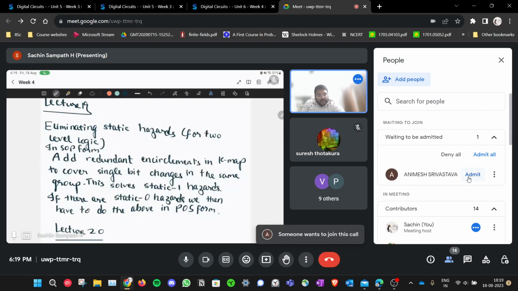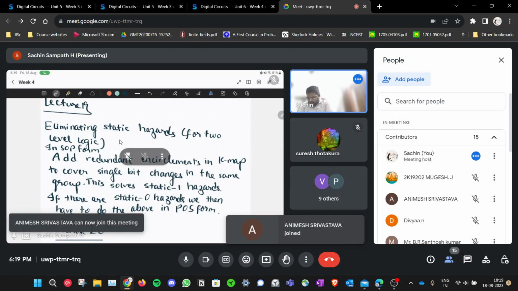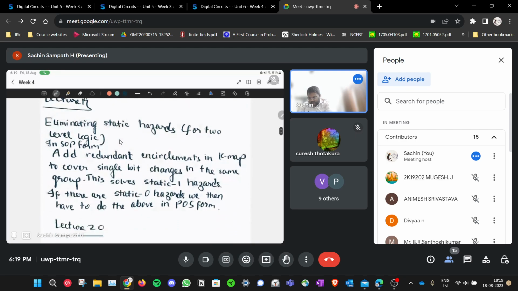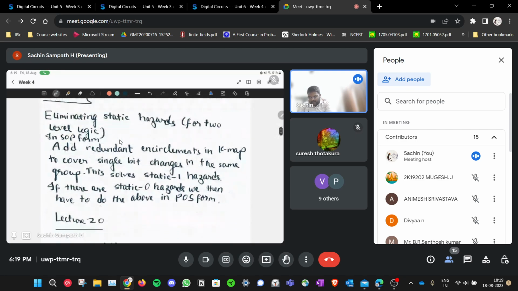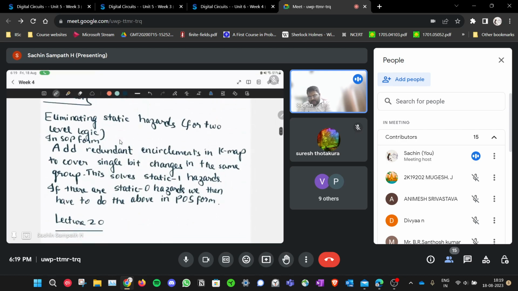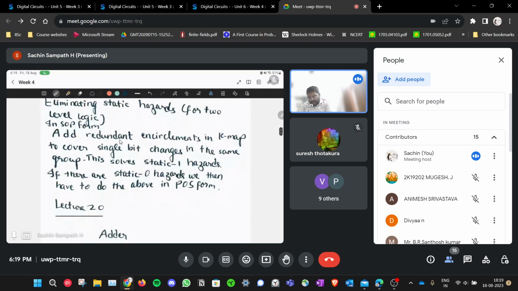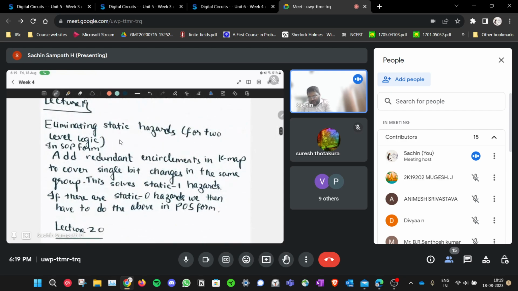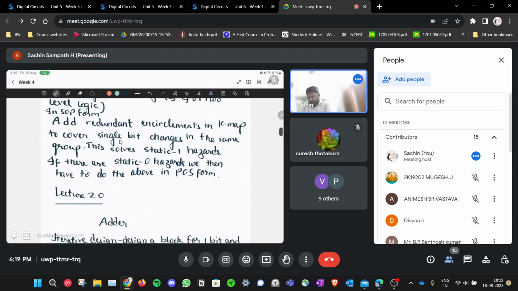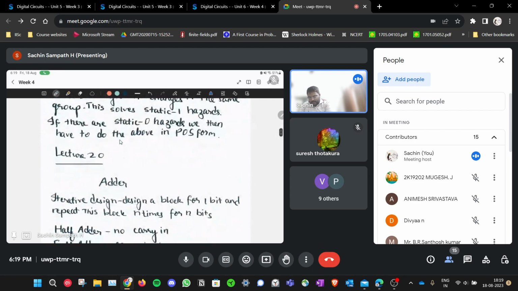In lecture 19, okay, for the people who joined now, if you have any doubts in the lectures, you can ask. I'm just going through some points I wrote down from each lecture. Lecture 19, you are taught a method to eliminate static hazards when it's a two-level circuit, and you add redundant groups in the K-map.